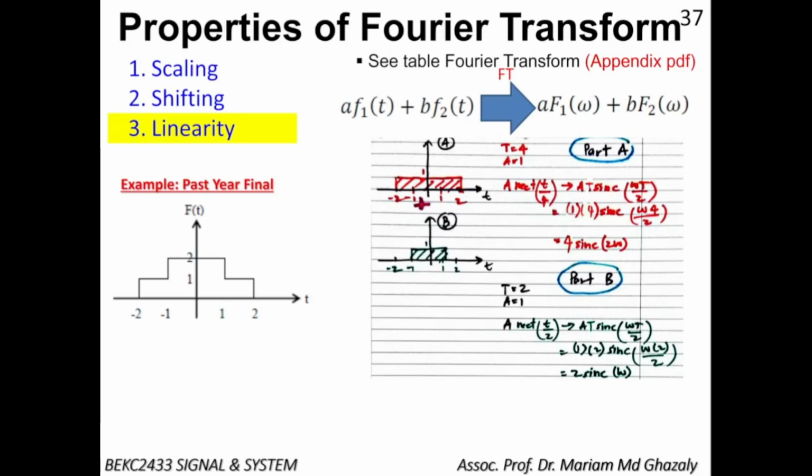By having the knowledge of linearity, which you learn in chapter 1: if you have 2 signals, a f1 plus b f2, you can also write it in terms of the Fourier transform linearly. So you have a F1(omega) plus b F2(omega). A and B are basically the amplitude values. A is a different amplitude, B is a different amplitude.